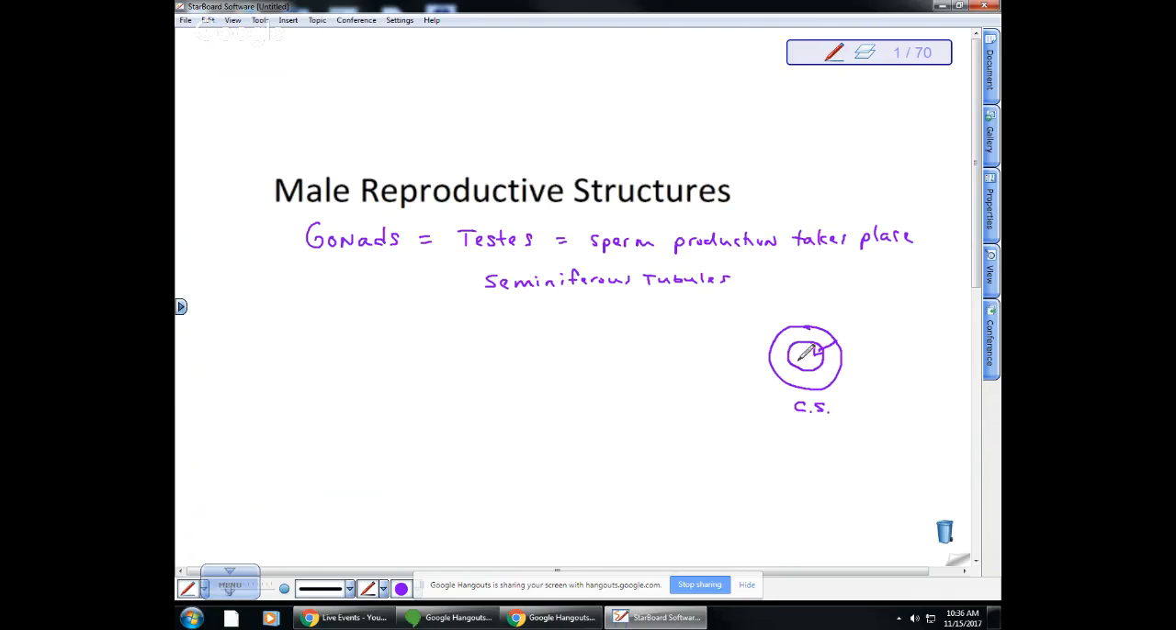So this is my cross-section of my seminiferous tubule. This is my lumen. And this is the direction of meiosis, which is a special type of cell division that produces sperm. So we'll look at that in a second.